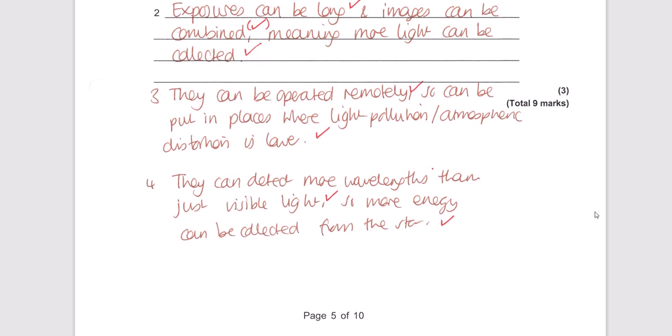They can be operated remotely, whereas your eyes can't. So you can put them in places where light pollution and atmospheric distortion is lower, so up mountains, in deserts, in space is the best one to get rid of atmospheric distortion. It will also get rid of light pollution, but we can get rid of light pollution by going to the desert. And that's much cheaper and much easier and much safer. And they can detect more wavelengths that go into infrared than the eye can, so it means we can collect more energy from the star. So loads of easy ways to get the marks there. That's a nice question.